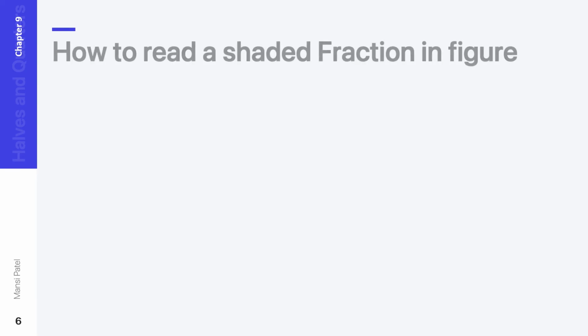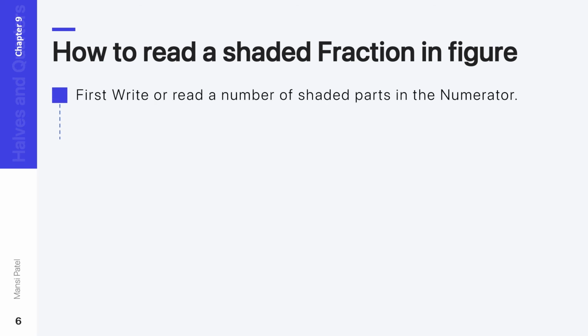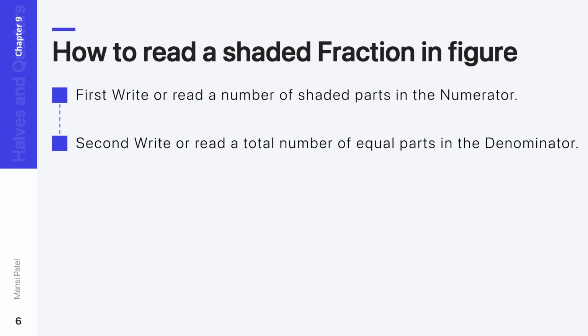Now let us see. If the fraction is given to you, then how to read or shade a fraction in the figure. So see here, first write or read the number of the shaded parts in the numerator. And as you know already, the numerator always shows the shaded part. And second, we have to write or read the total number of equal parts in the denominator.